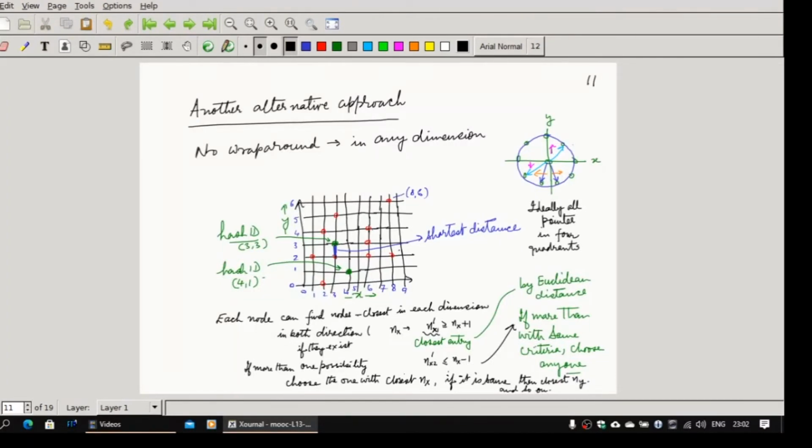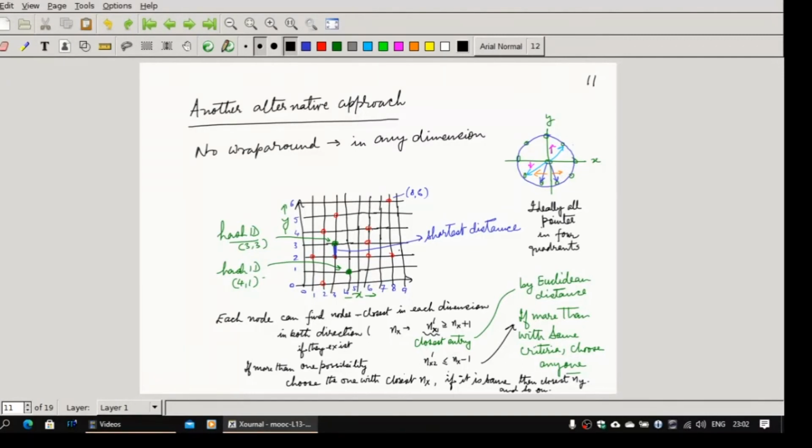We can now look at another alternative approach. I am not considering wraparound here, but it can be done. The algorithm is going to work without any problem. So let's look at what we do: each node is now supposed to maintain the closest node in each dimension. So in the x dimension, it will now find out the closest node, which is going to be closest in Euclidean distance. I will not be considering anything with the same x value, but it has to be greater than x or less than x, but closest Euclidean distance. So everybody will do it, and it has to be done in all dimensions.